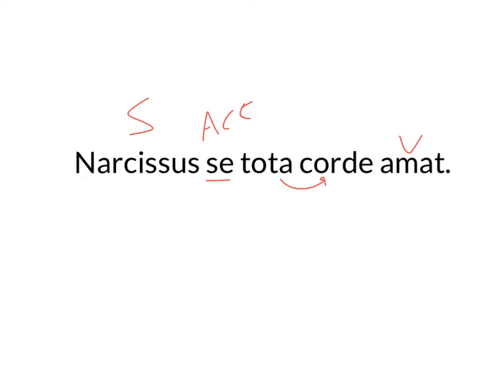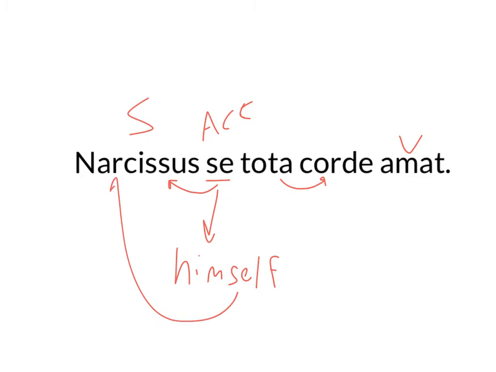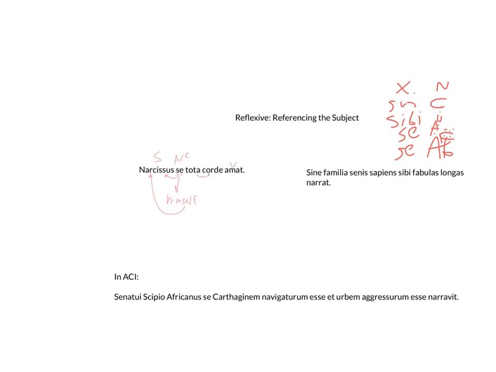Now you'll note, if I ask you what it refers to, Narcissus, which is why you use the self here, because he's in the same clause. So Narcissus loves himself with all of his heart. So here, because it's in the same clause, you're translating it as himself, and it's referring back to the subject of the sentence, as I said before.